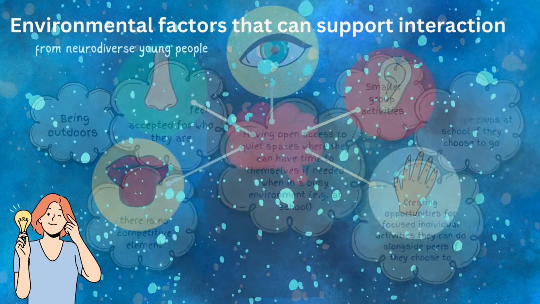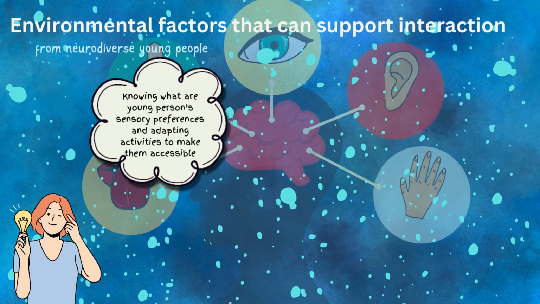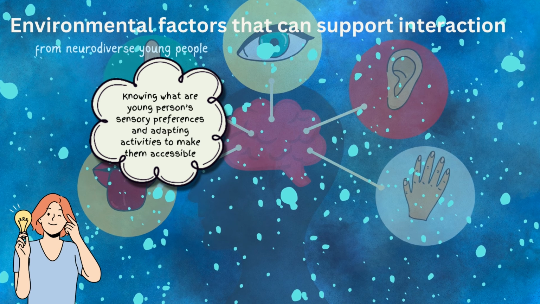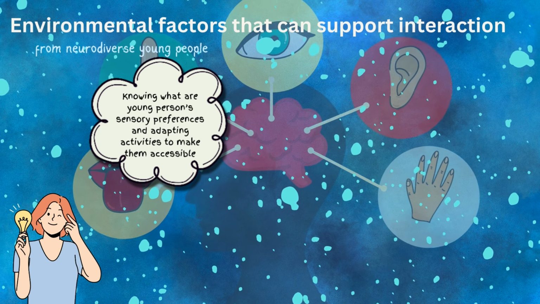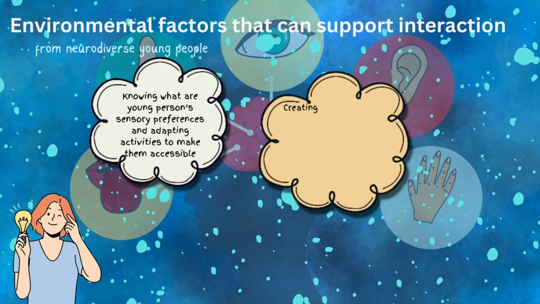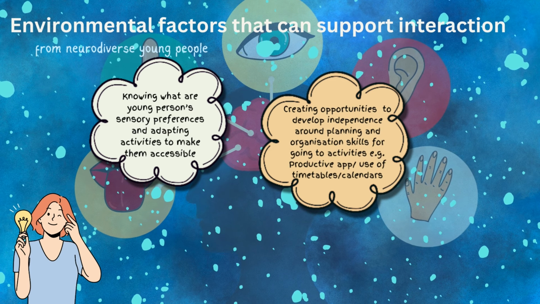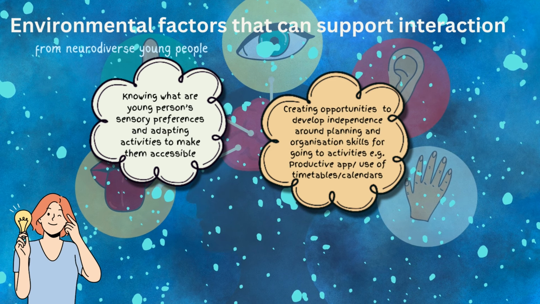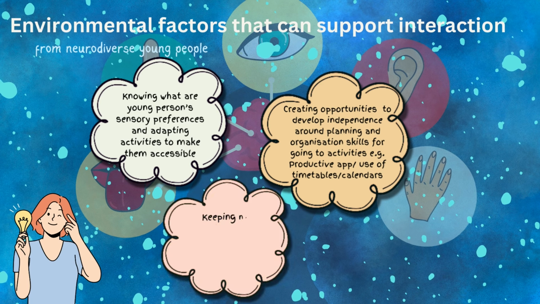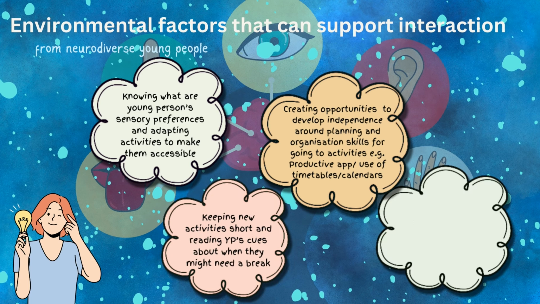There's also knowing what our young person's sensory preference is and adapting the activities to make them accessible, creating opportunities for young people to develop independent skills around their planning and organisation skills for going to activities, such as using a productive app or a use of timetables or calendars. Each individual person will have a preference, and keeping new activities short and reading the young person's cues about how they may be feeling or if they need a break.